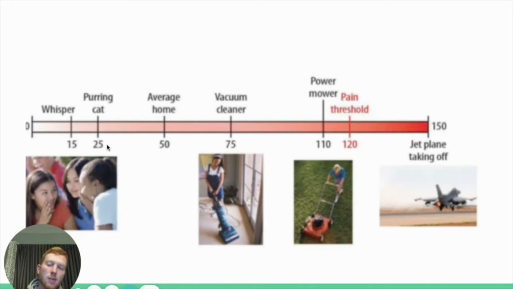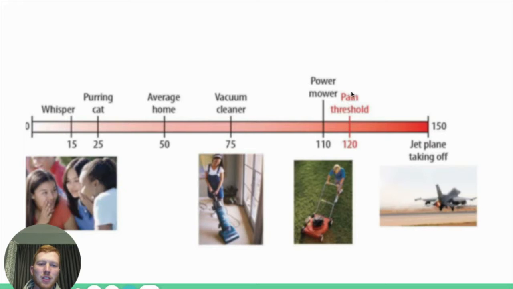A purring cat would be 25. And please label this on your warm-up. So you're going to say whisper 15 dB. So your answer would be whisper 15 decibels, purring cat 25 decibels, average home, so if you were just sitting at your house, 50 decibels, a vacuum cleaner 75 decibels, a power mower, as you can see in the picture down here, 110 decibels.